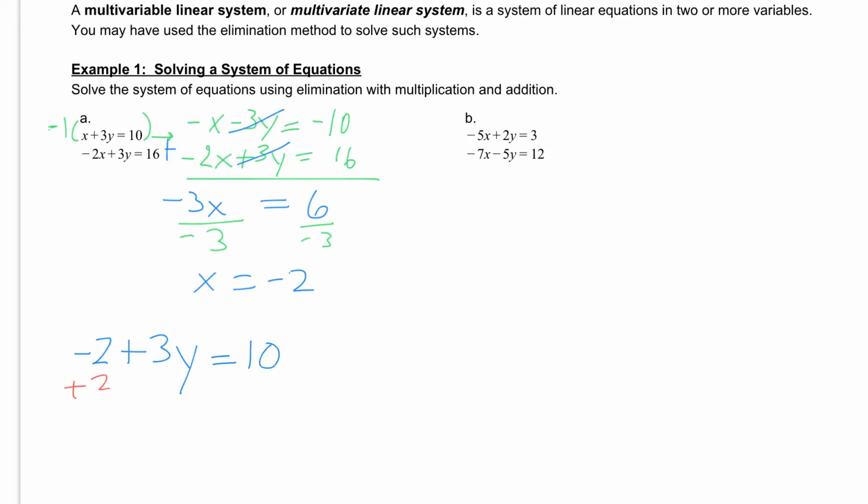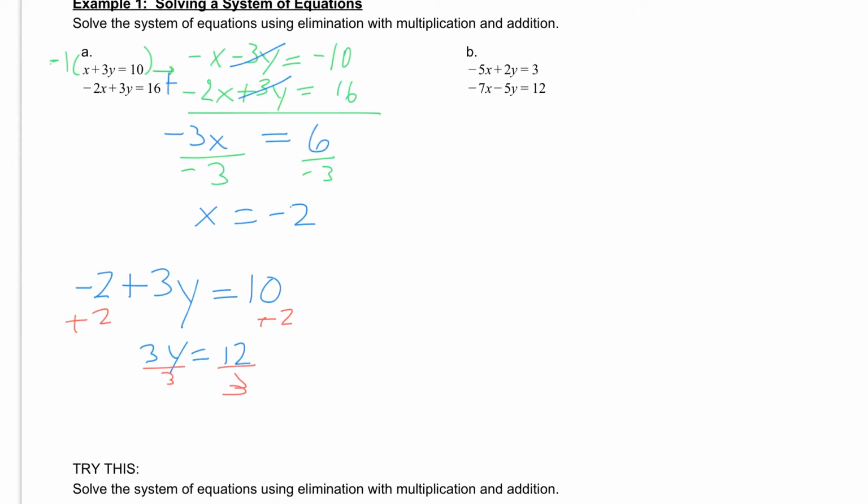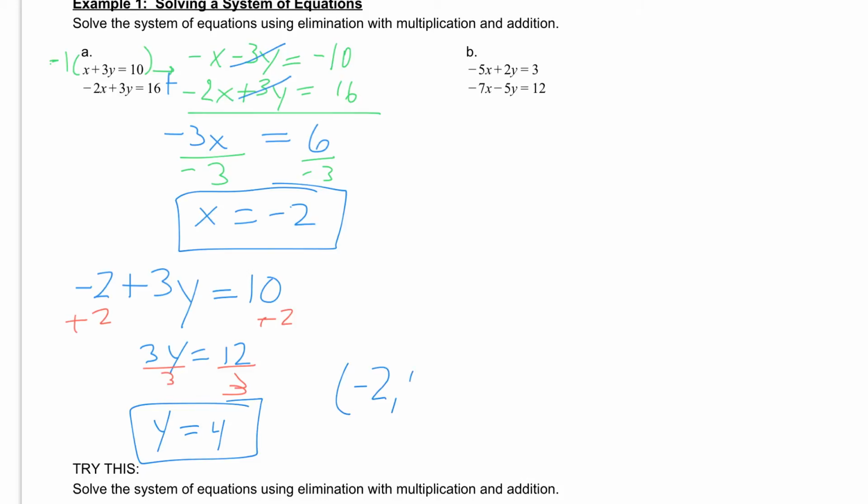So I'm going to add 2 here, which means I have to add 2 on the right. And I get 3y equal to 12. And then if I divide both sides by 3, I get my answer that y is equal to 4. So I get an answer that x is equal to -2 and y is equal to 4. You can leave it like that, or you can write it as an ordered pair. That ordered pair would be -2, 4. Either way is okay. Now let's take a look at letter B.